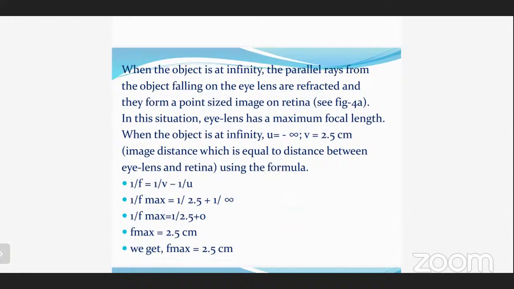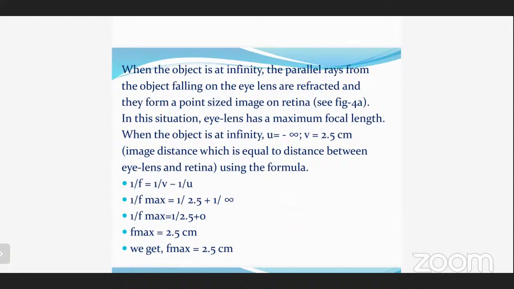We have the lens formula, that is 1/f = 1/v - 1/u. This is also what we learnt in the previous chapter. So substitute the values of u and v: 1/f maximum. Here f means focal length, v is the image distance, and u is the object distance.